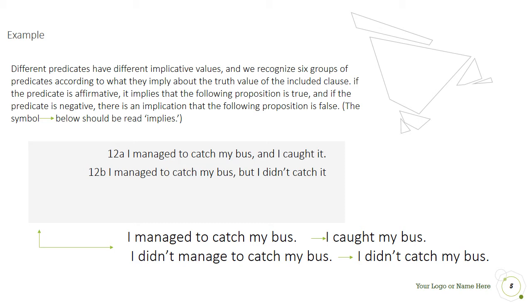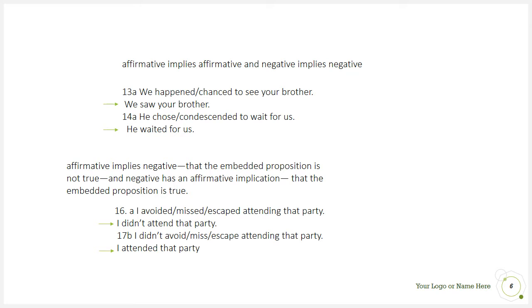Different predicates have different implicative values, and we recognize 6 groups of predicates according to what they imply about the truth value of the included clause. So I managed to catch my bus implies I caught my bus, and I didn't manage to catch my bus implies I didn't catch my bus. Affirmative implies affirmative and negative implies negative.